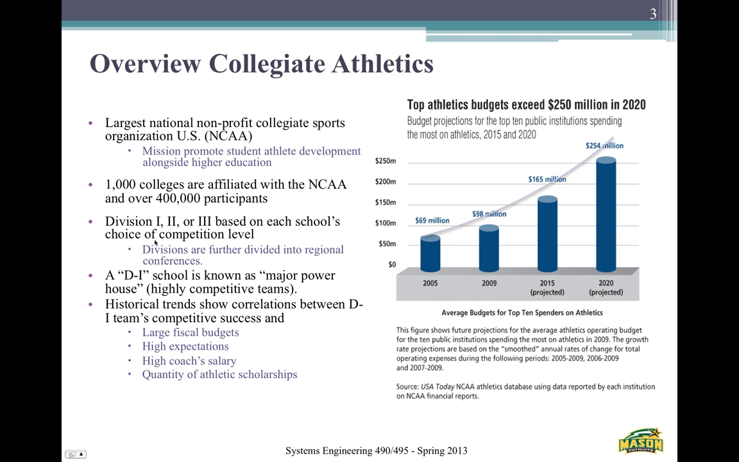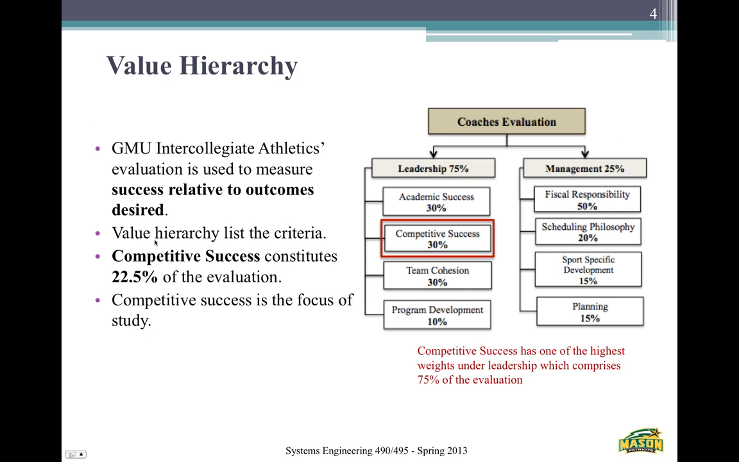And these are the major powerhouses in Division 1. The correlations between Division 1's competitive success is they're mainly based on their budget. As you can see on the graph on the right, from 2005 to 2020, the budgets of these top 10 public institutions increased from $69 million to $254 million. These are for these athletic departments.